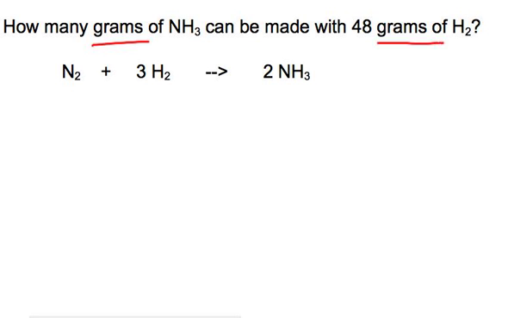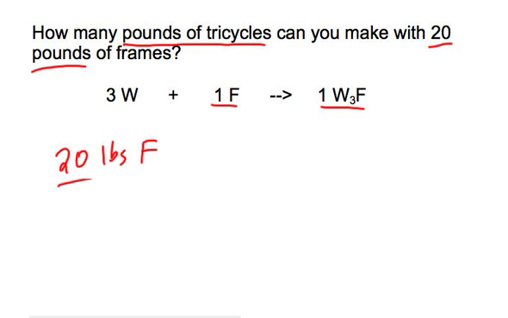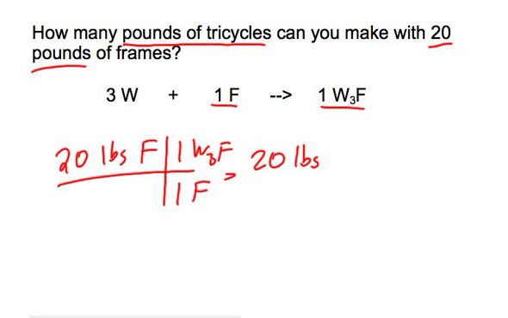Before we dive into this one, I want to look back at the tricycle one and see how it is different. For the tricycle one, it would be saying, like, if I have 20 pounds of frames, how many pounds of tricycles can I make? Right now you might already have an idea how this is going to be different. If I use my old method, I said 1 makes 1. So I would say, okay, if I have 20 pounds of frames, and I'm looking at a 1-to-1 ratio, then in theory, we would expect that to give me 20 pounds of tricycles.